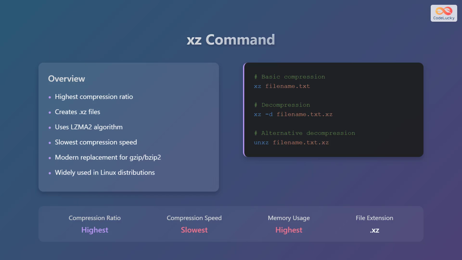Here's a comparison of xz with gzip and bzip2. Xz has the highest compression ratio, but its compression speed is the slowest. It also requires the highest memory usage. The file extension for xz files is .xz.